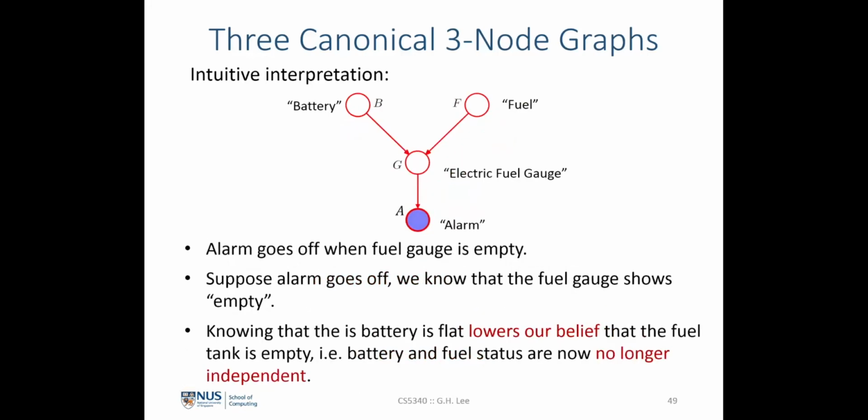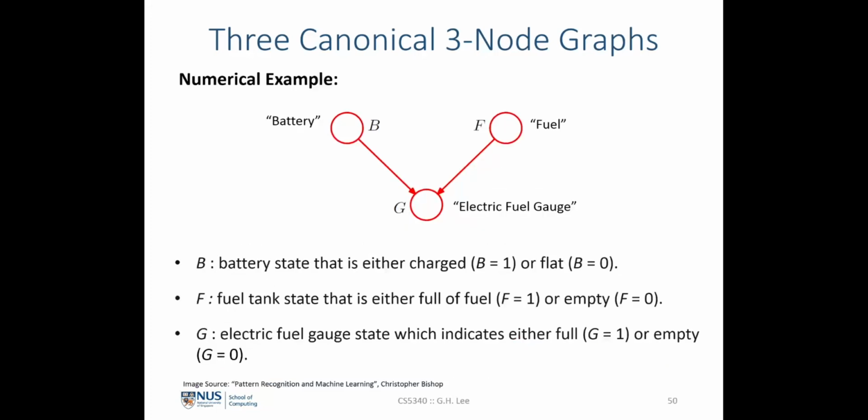And in the case where there is an alarm that goes off when the fuel gauge is empty, if we observe that the alarm is going off right now, knowing that the battery is flat lowers our belief that the fuel tank is empty. And this means that the battery and the fuel status are no longer independent once we have observed the alarm. Here's a numerical example to further illustrate the conditional independence of the head-to-head structure.